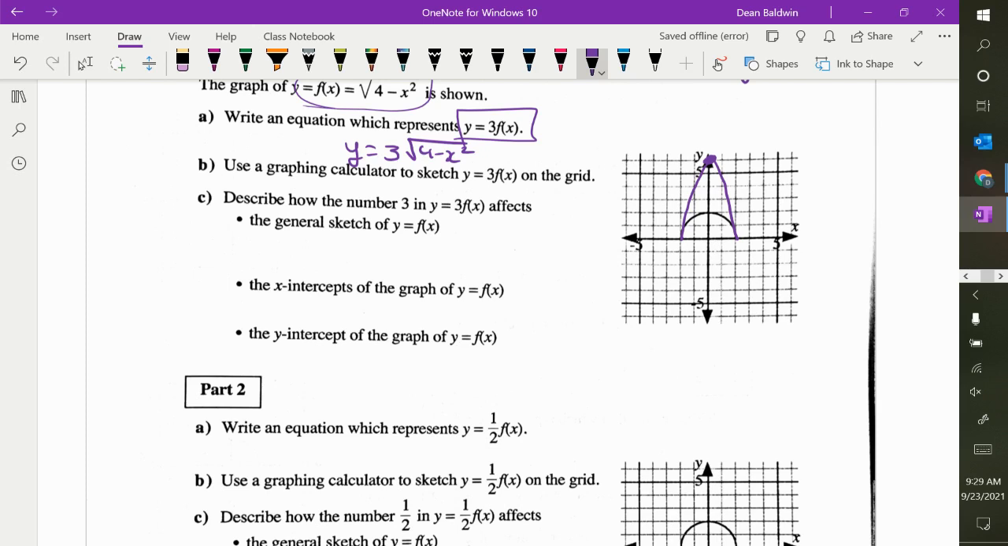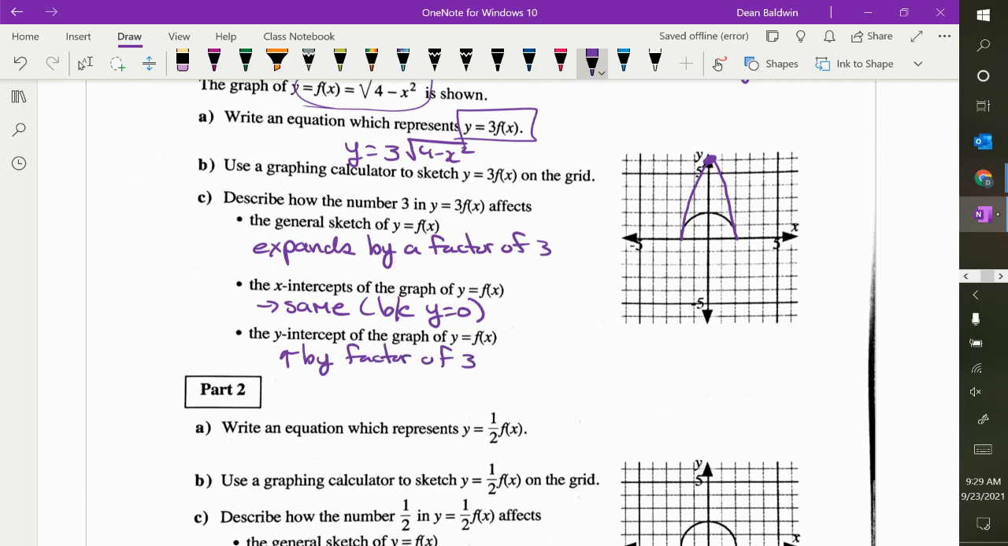So let me write this. Okay, general sketch. It expands the graph by a factor of 3. X-intercepts are the same because y is equal to 0. And the y-intercept increased by a factor of 3. The short answer is multiply y values by 3. That's all you do.